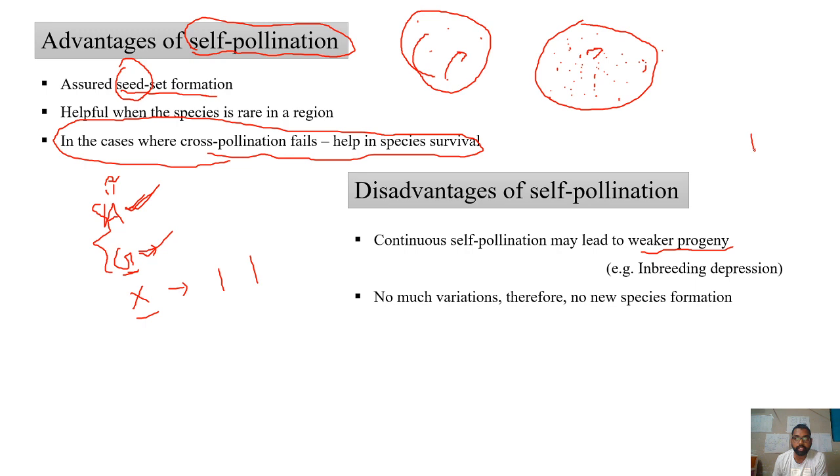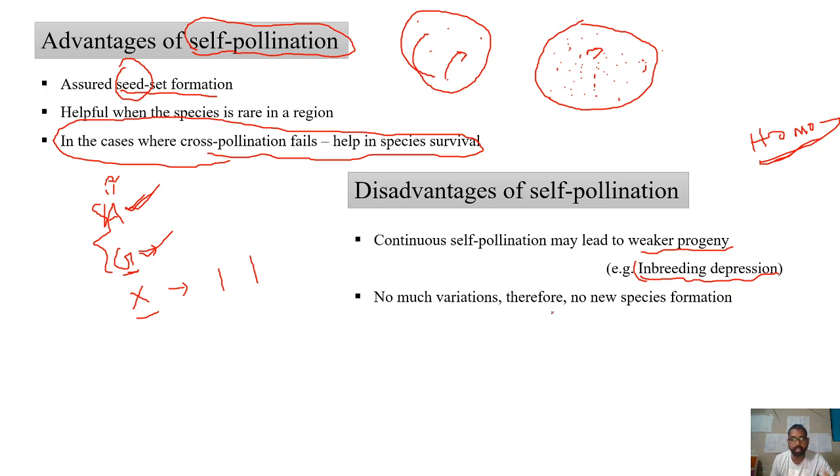That is because of the increased homozygosity. This particular aspect of self-pollination or self-hybridization we'll discuss in the genetics part. But basically, self-pollination will lead to increased homozygosity, which may lead to weaker progeny. We'll see one concept called inbreeding depression, where continuous inbreeding, that is self-pollination, will lead to depression of yield and its characteristics.